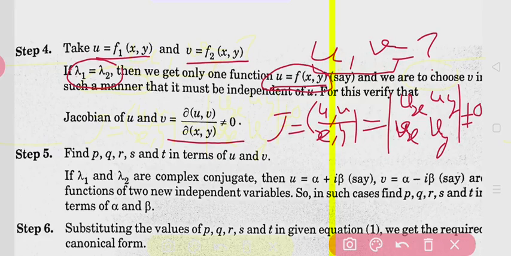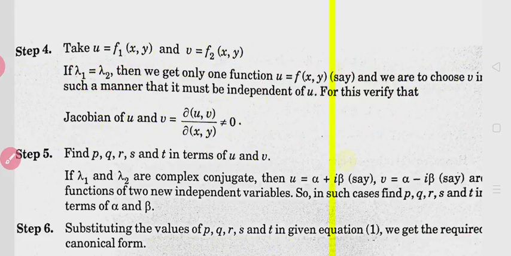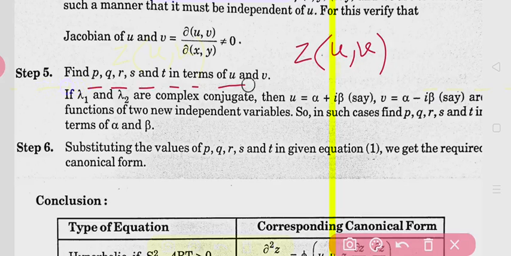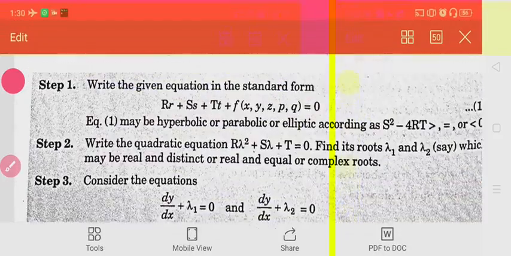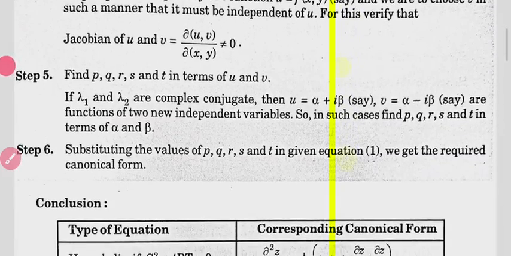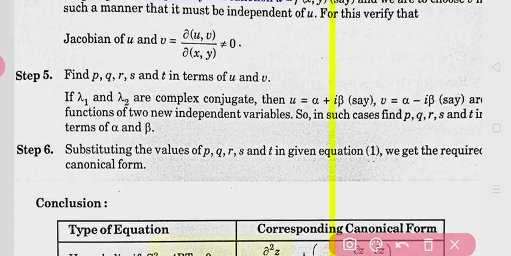Okay, so when you got u and v, in the form of u and v you have to find out the value of p, q, r, s, t. Okay, earlier your z was a function of x, y. Now z will be a function of u, v. Then you have to find out the value of p, q, r, s, t in terms of u and v. When you get the values of p, q, r, s, t, place those values in the first equation, the equation you obtained above, the equation here. Then you will get the corresponding canonical form.